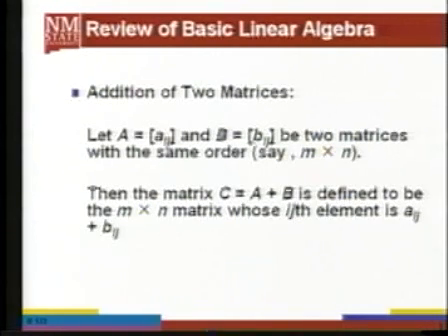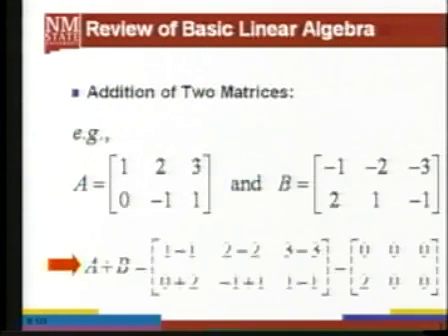So to obtain the sum of 2 matrices A and B, we add the corresponding elements of A and B, right? So for example, if both matrices A and B are 2 by 3 matrices, then A plus B also becomes a 2 by 3 matrix, like this, right? Very easy.